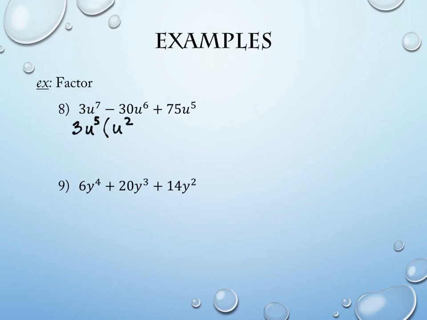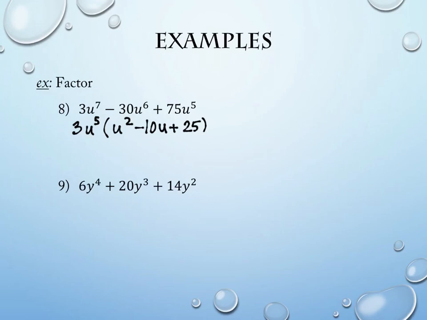If I take 3u to the 5th out of negative 30u to the 6th, what am I left with? Negative, not 6u. I'll have a u, but it's not a 6. It's a 10, yeah. So negative 10u. If I take a u to the 5th out of the last piece, there is no u to the 5th at all anymore. But what about the 75? What's 75 divided by 3? 25. Think about like 75 cents. It's 3/4, right?